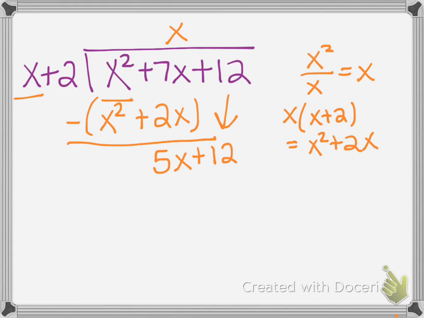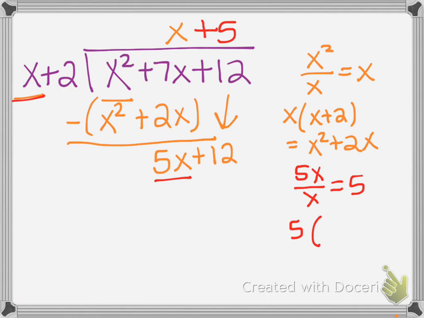Now we repeat. 5x divided by x is 5. Multiply 5 times that x plus 2, and we get 5x plus 10.